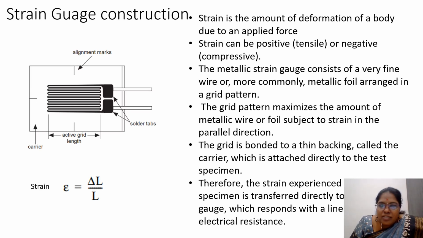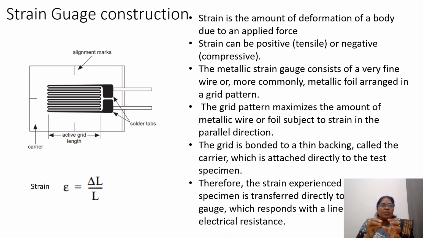This is the strain gauge construction. Here you can see this is a carrier. Inside the carrier you have a strip, placed in a grid pattern. This grid pattern has a metallic wire placed inside, and its two ends are soldered, and two leads are taken from this. Whenever I say strain, it is nothing but deformation. Deformation means some changes will take place. What changes will it take?